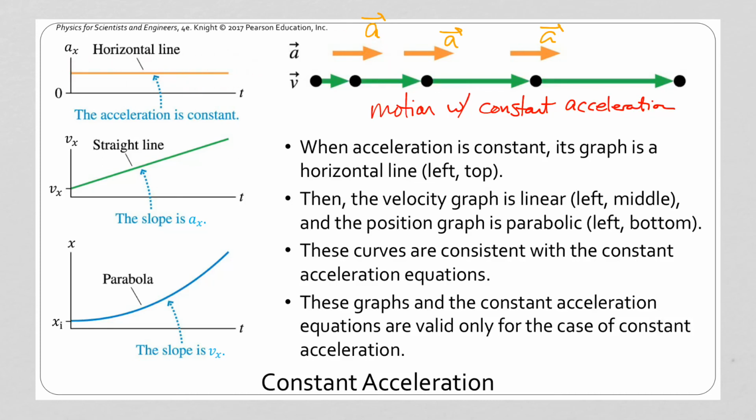If we look at the graphs, a constant acceleration, any constant function, shows up as a horizontal line. The velocity is the integral of the acceleration, and the acceleration is the derivative of velocity. So a constant derivative means a constant slope, and our velocity is a straight line. The position is the integral of velocity. So if we integrate a linear function, we get a quadratic or a parabolic function.